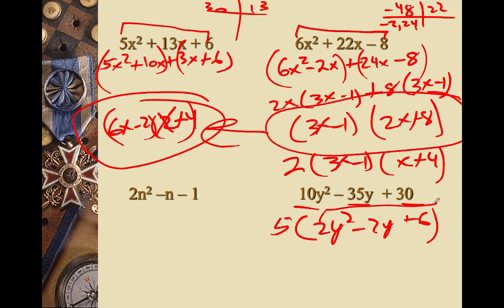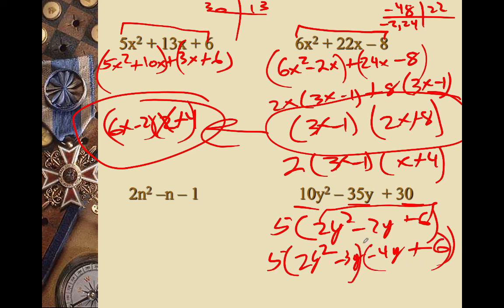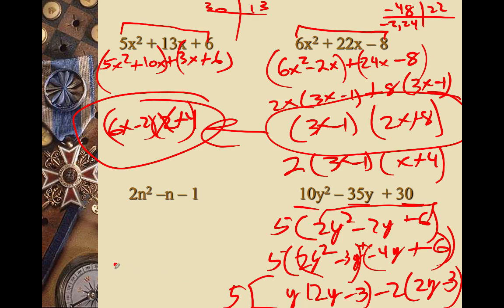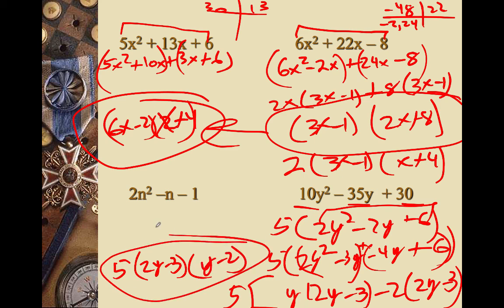And this would be 12 for negative 7. 5 times 2y squared minus 3y minus 4y plus 6. And again, when you group like this, you got to have this one go together. So now this 5 is just all the way out on the outside. And I'd have a y and a 2y minus 3. And I'd have a minus 2 and a 2y minus 3. And I'd have 5 times 2y minus 3 times y minus 2. And there you go.